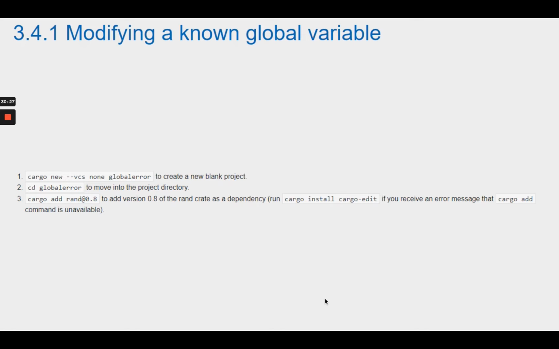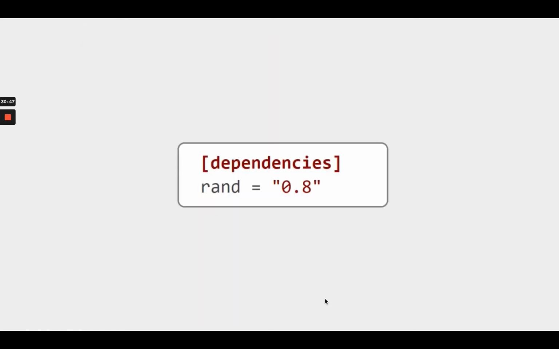2. cd global-error to move into the project directory. 3. Use this command to add version 0.8 of the rand crate as a dependency. Run cargo install cargo-edit if you receive an error message that the cargo add command is unavailable. 4. As an optional step, you can verify that the rand crate is now a dependency by inspecting Cargo.toml at the root of the project. It will contain the following 2 lines.